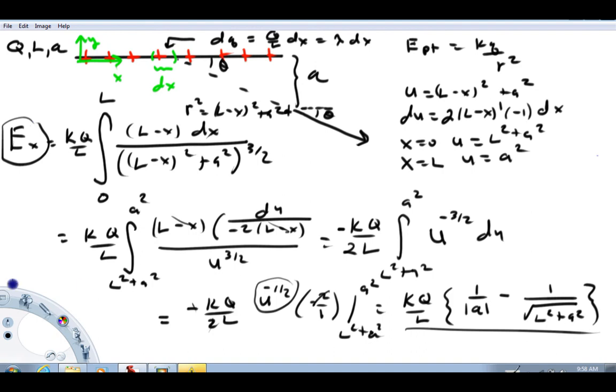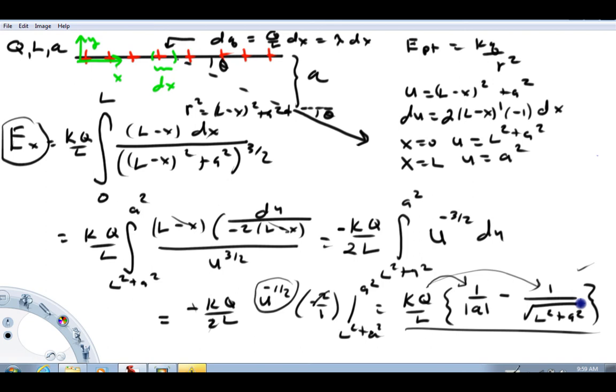Some things to take note of here. How do we know when we're right? Well, first thing is this. You always check and make sure these expressions have the correct dimensions. This thing should have dimensions of kq over distance squared. And if you look, this product does. And when we look over here at this product, kq over L, all right, L is a distance. Square root of L squared plus a squared is also a distance. So both products have the correct units, kq over L squared.